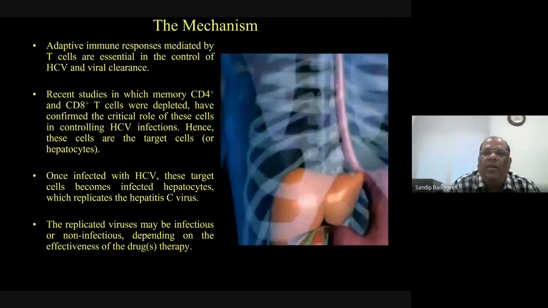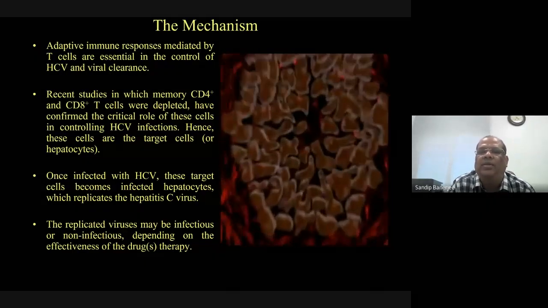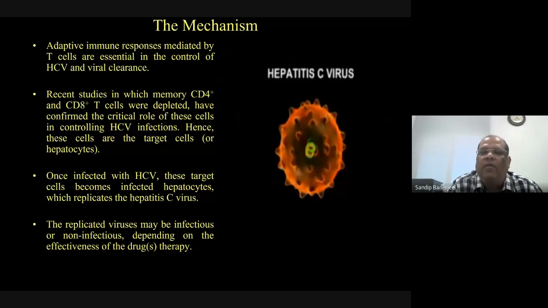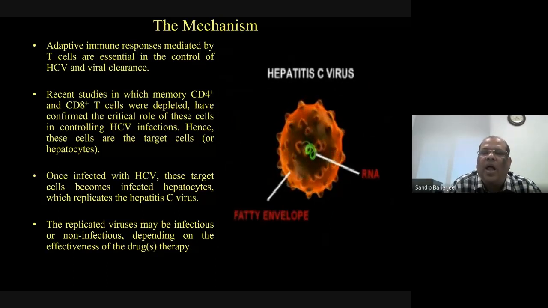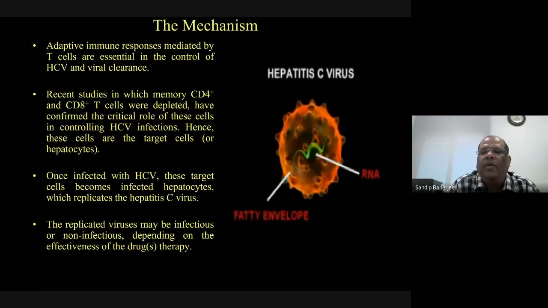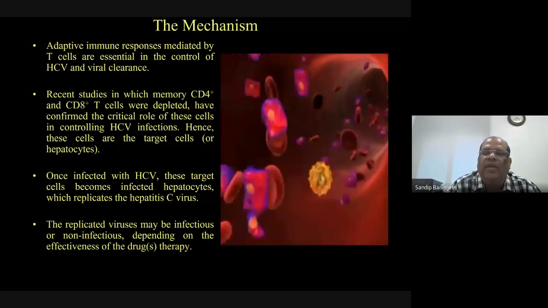What we will see is a liver, and this is a healthy liver. And this is the hepatitis C virus, whose entry is through blood. The green one is the virus, and it is covered by a fatty envelope. It has single-stranded RNA, and this fatty envelope protects the virus.